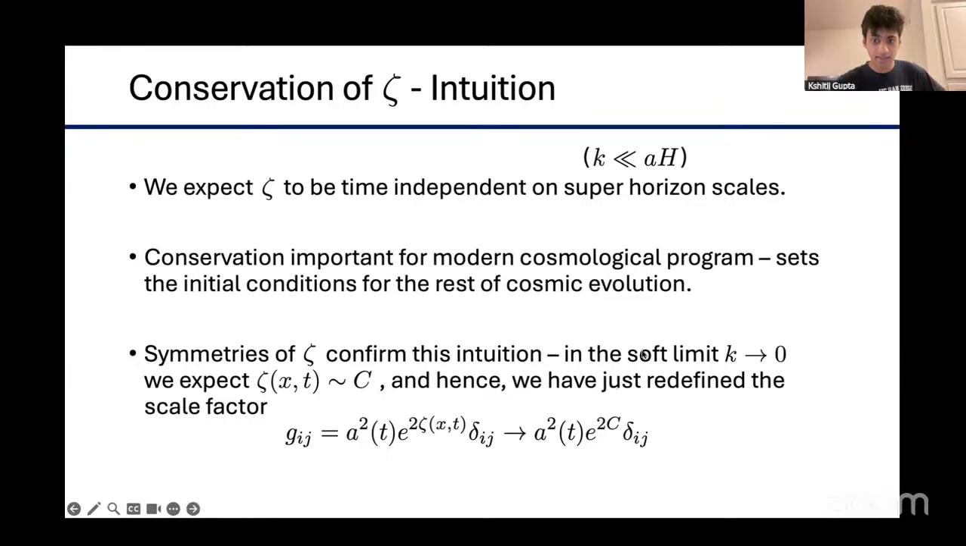This is because in the soft limit where k tends to 0, we expect that zeta roughly behaves like a constant. That's just because it has no spatial profile. And if zeta roughly behaves like a constant, all we've done is redefine the scale factor. So we should not have any dynamics in the system. We've just redefined what the background scale factor is.